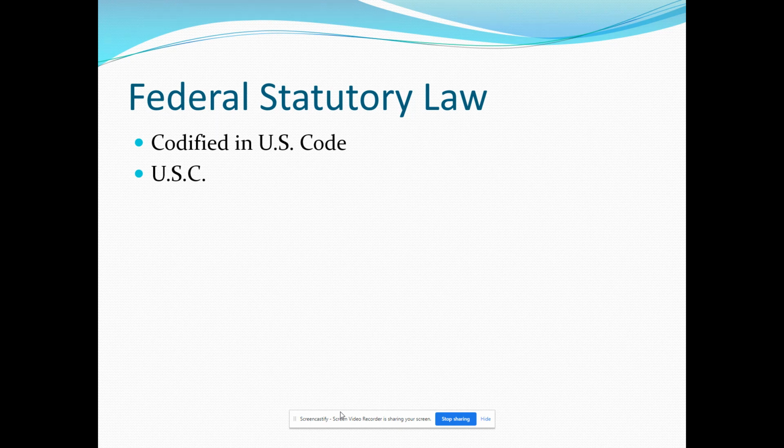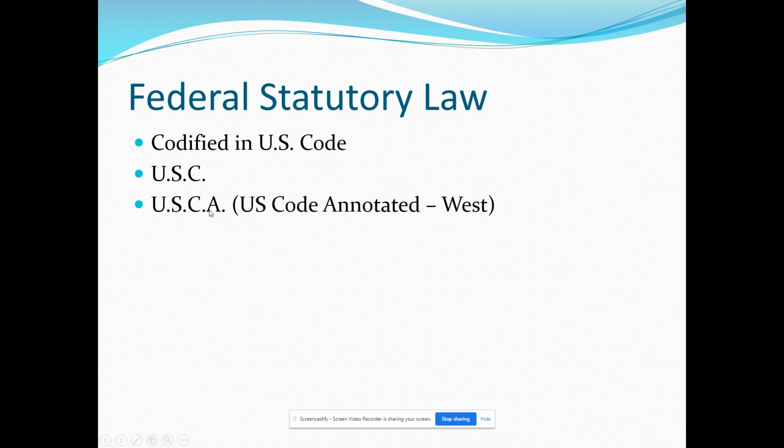So that is the U.S. Code. Then you have U.S. Code Annotated. Okay, so that's the U.S. Code with annotations, and that is put out by West Publishing. And then we have the U.S. Code Service, which is another publisher type volume of it. USCS, U.S. Code Service, and that is with Lexis as the publisher.